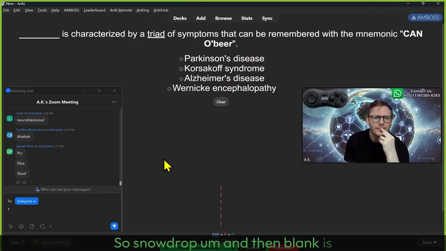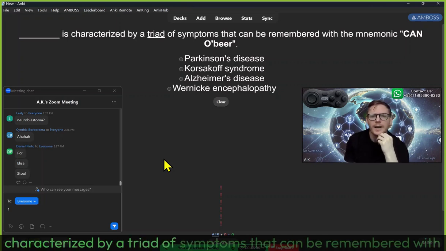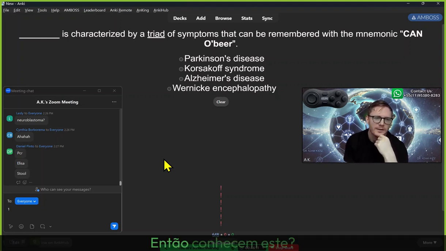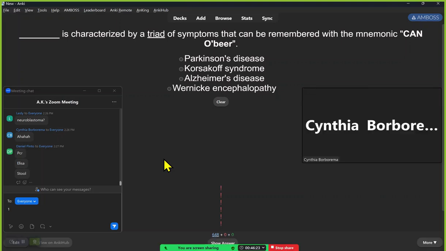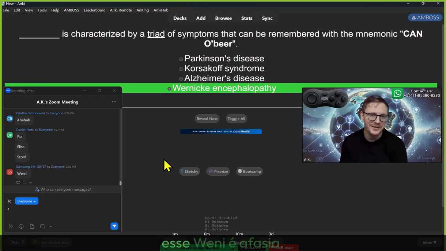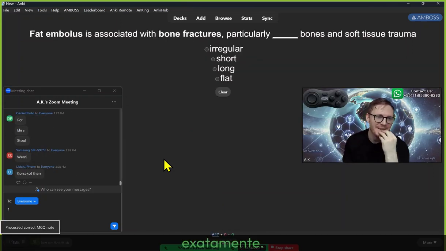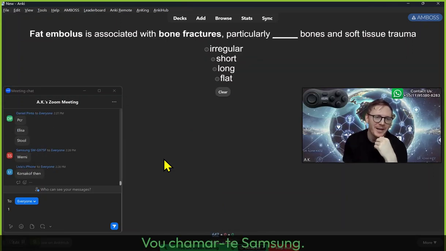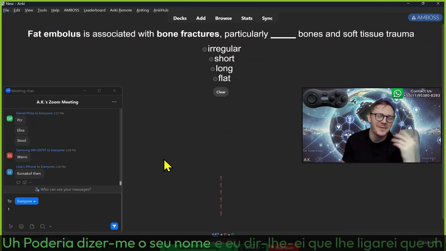And then blank is characterized by a triad of symptoms that can be remembered with the mnemonic CAN-ABEER. So you guys know this one, I think. CAN-ABEER is confusion, ataxia, nystagmus, and ophthalmoplegia. And B is for B1. So you already know this. This is Wernicke's. Yeah, exactly. Samsung got it. I'm going to call you Samsung, but okay. Korsakoff. Okay. Fat embolism. I know you have a name. You can tell me your name and I'll call you that.